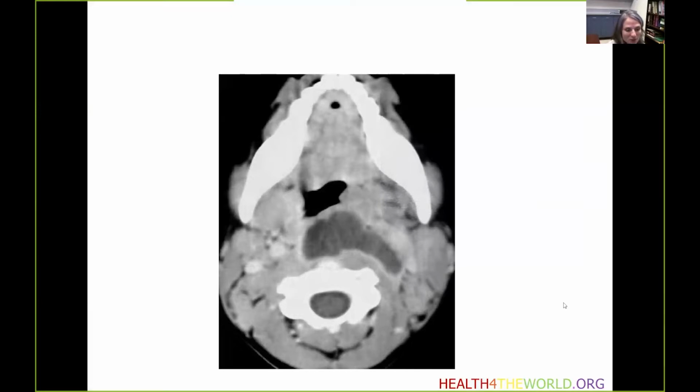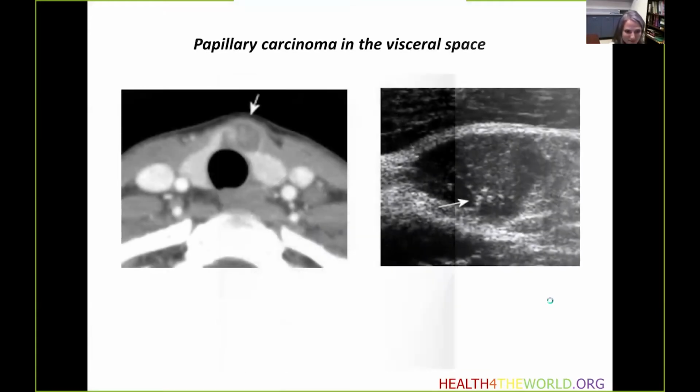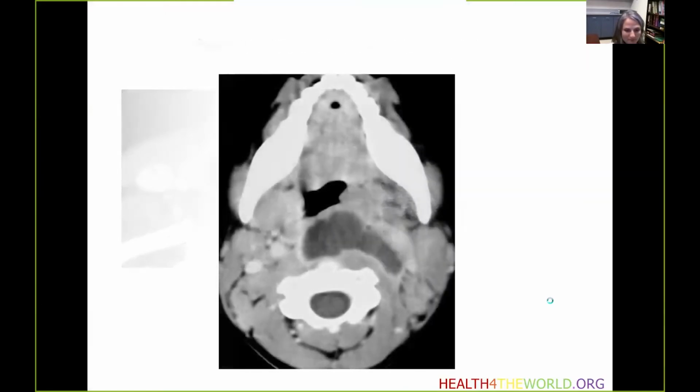This patient presented with inability to swallow and hoarse and potato-like voice. When we scanned this patient, this is what we saw. Where are we is the first question, and what is it is the next question. Where are we? Sorry. Okay.